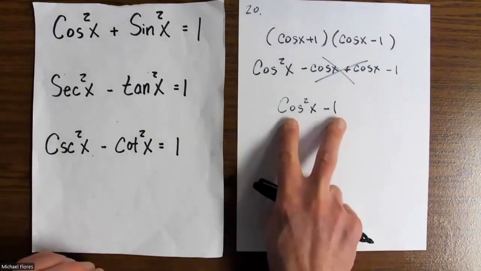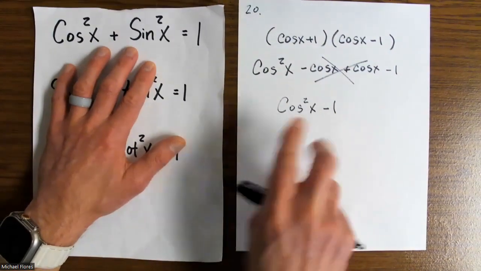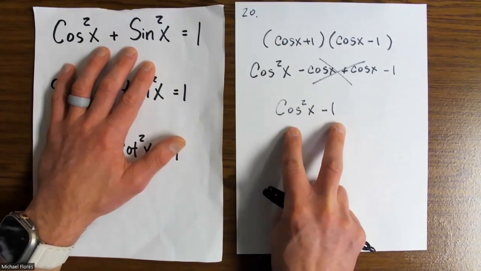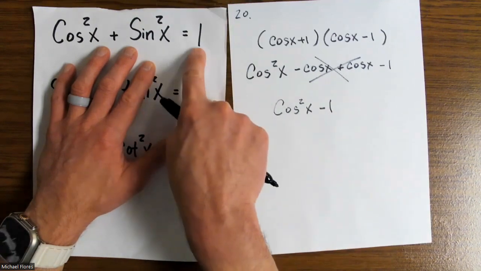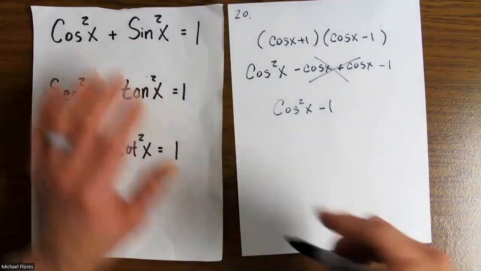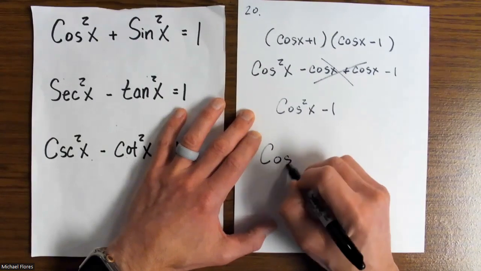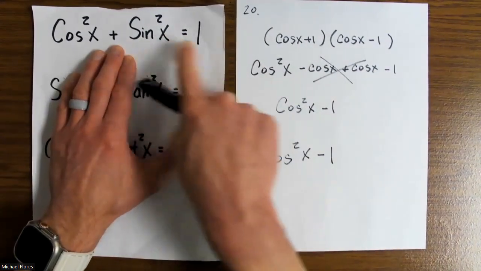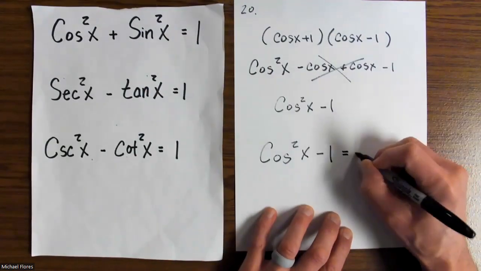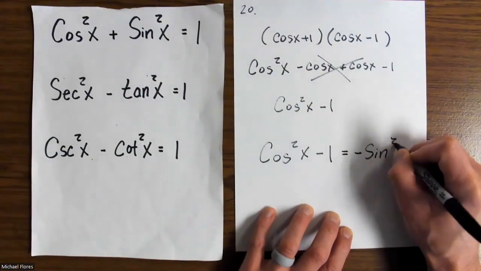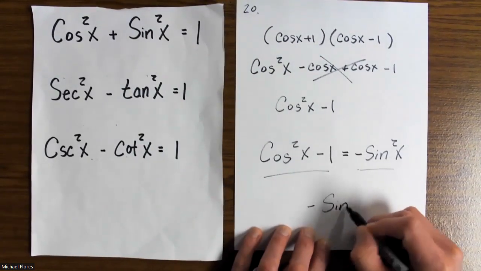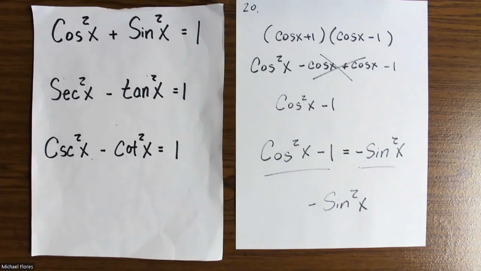Now, cosine squared of x minus 1, we would want to rearrange this Pythagorean identity to look like this. In order to achieve that, what would we have to do? We would have to subtract over 1. So subtract over 1. And we'd also have to subtract over sine squared. So this is equal to that. Final answer, negative sine squared of x.